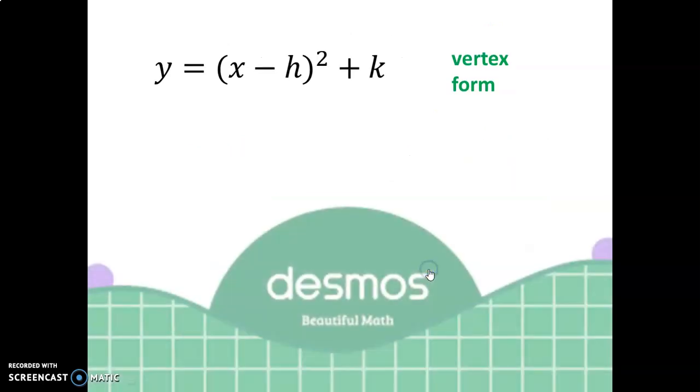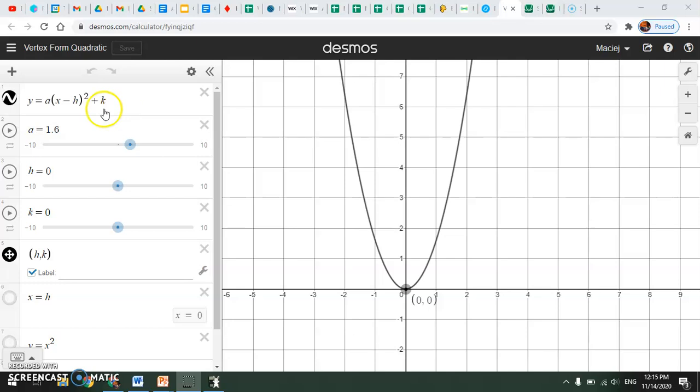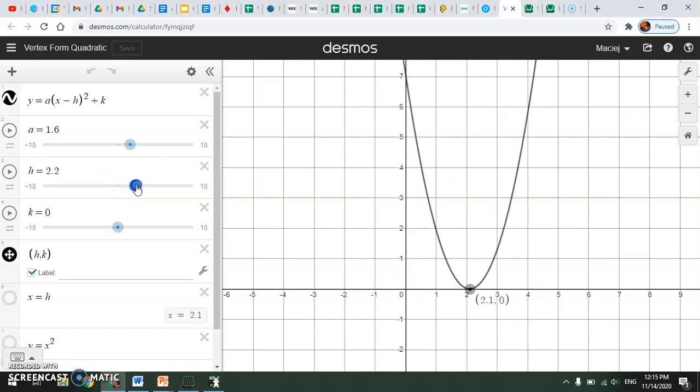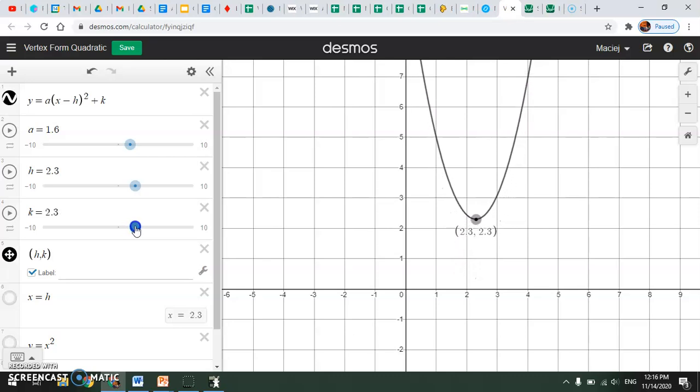Let's investigate that a little further in Desmos. I have an equation in vertex form, and I have a, h, and k, those three values being sliders. Let's look at when, right now, h and k are both 0, so my vertex is 0, 0. However, if I move the h, I'm making the h value positive, but in that equation it will be negative because there's a negative there, and notice the vertex has moved. I'm going to move the k as well, so I'm now moving k up. So now my h is 2.3, k is 4.2, so that's my vertex.